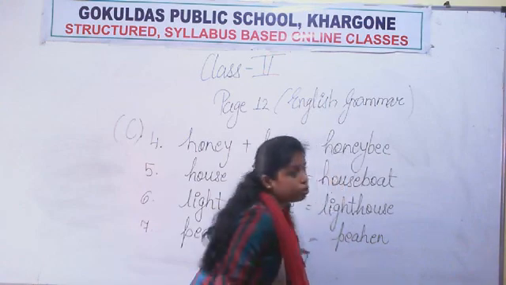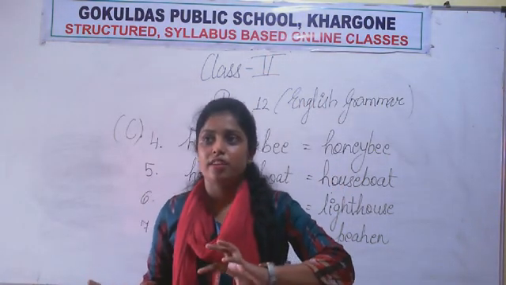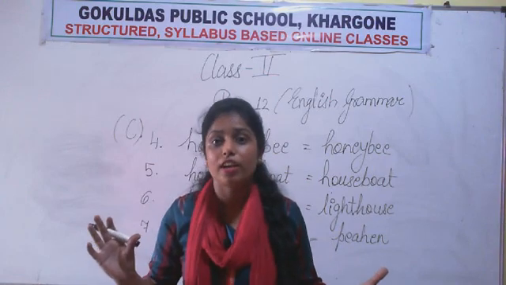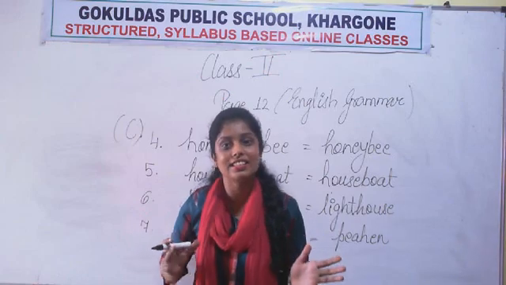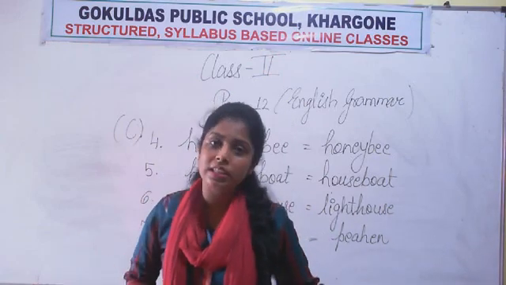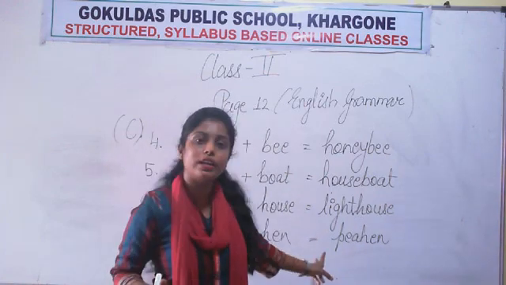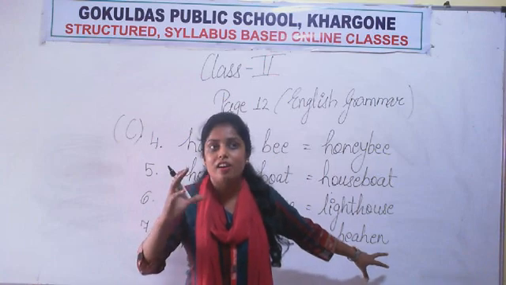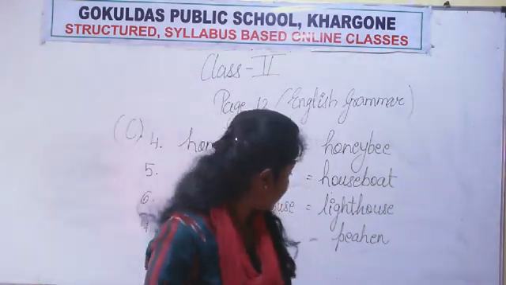P-E-A-H-E-N. Peahen. You know what a peahen is? Peahen is the feminine gender of peacock, the female gender. Just as the feminine gender of a boy is a girl, man, woman, in a similar way, peacock and peahen. So a peahen is the female peacock, we can say.